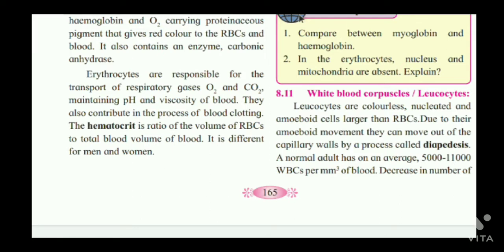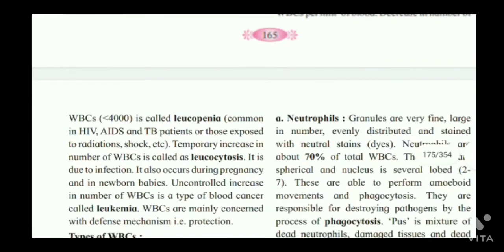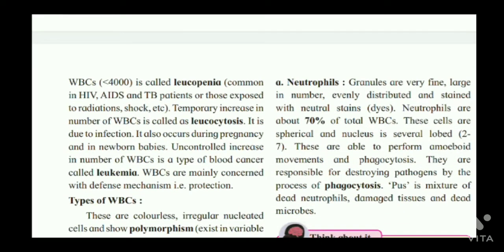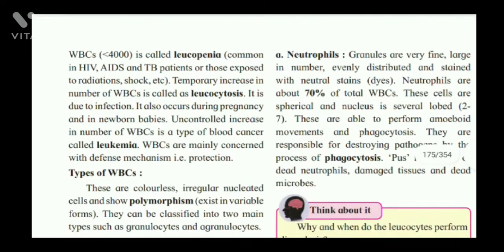A decrease in number of WBCs, that is less than 4,000, is called leukopenia, common in HIV, AIDS and TB patients or those exposed to radiations, shocks, etc. Temporary increase in the number of WBCs is called leukocytosis. It is due to infection. It also occurs during pregnancy and in newborn babies. Uncontrolled increase in number of WBCs is a type of blood cancer called leukemia. WBCs are mainly concerned with defense mechanisms, that is protection.